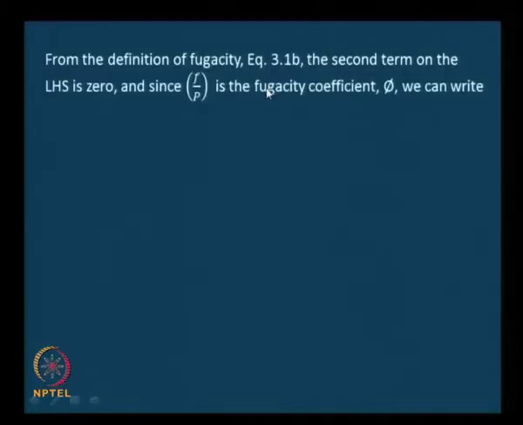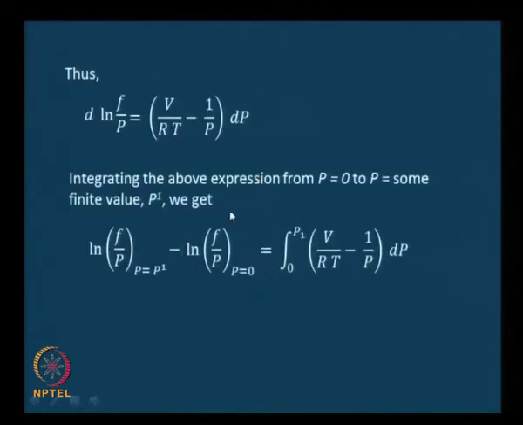Now, let us recall the definition of the fugacity itself. This is again from equation 3.1b. If you look at the definition of fugacity, it will say that f tends to P as P tends to 0, or f by P tends to 1 as P tends to 0. And note that this is nothing but the evaluation of ln of f by P at P going to 0 or P being equal to 0. In such a case, you have a ln 1 here, which is nothing but 0.